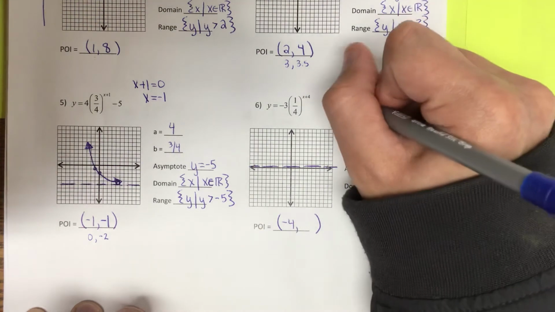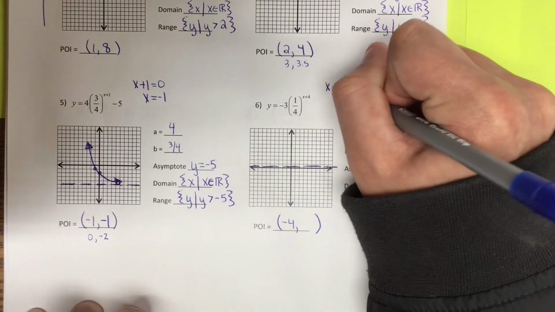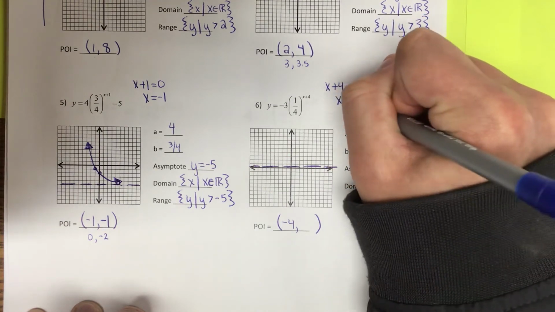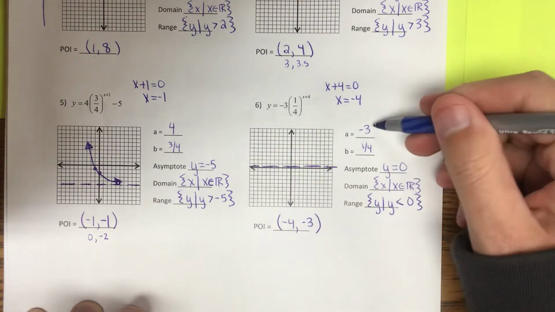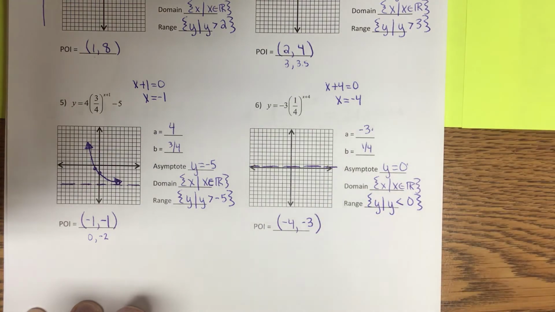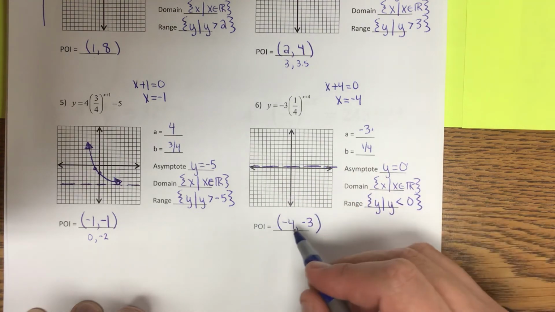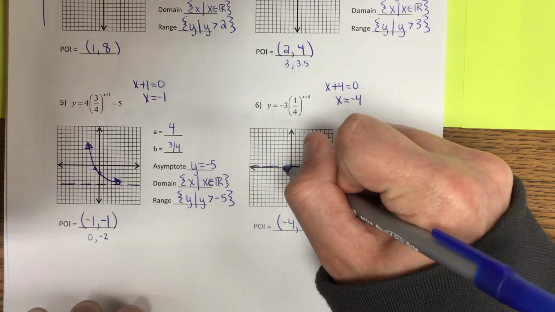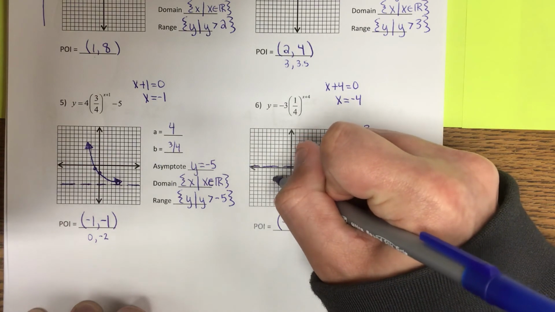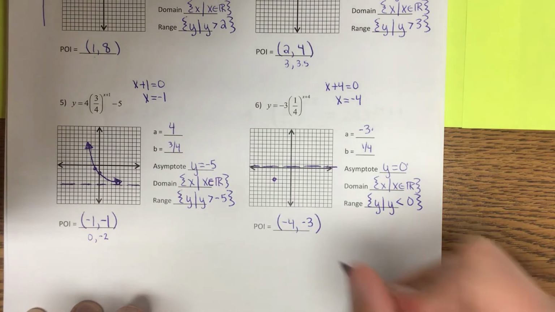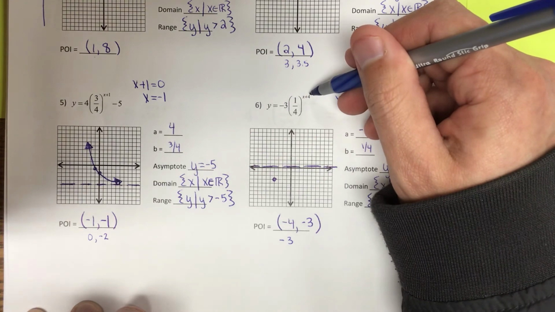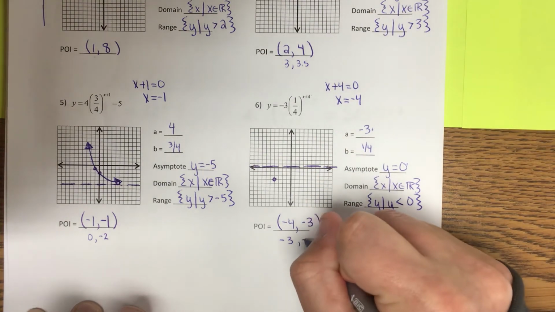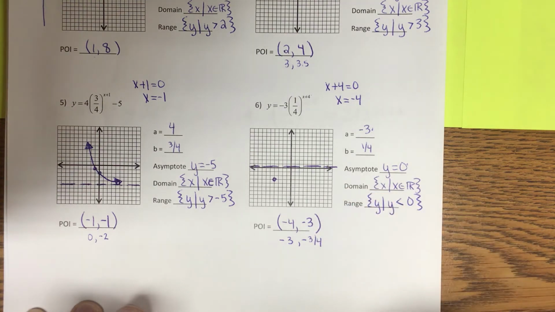Now my point of interest starts with -4 because you take x plus 4 and set it equal to 0. But the y value should just be -3 because you take the a value and add it to the asymptote just being 0. Remember that this graph is going to go down, so -4, -3 is going to be my point of interest. So then I could test -3 as well. -3 plus 4 is 1. This is going to be -3/4. Some quick math there.